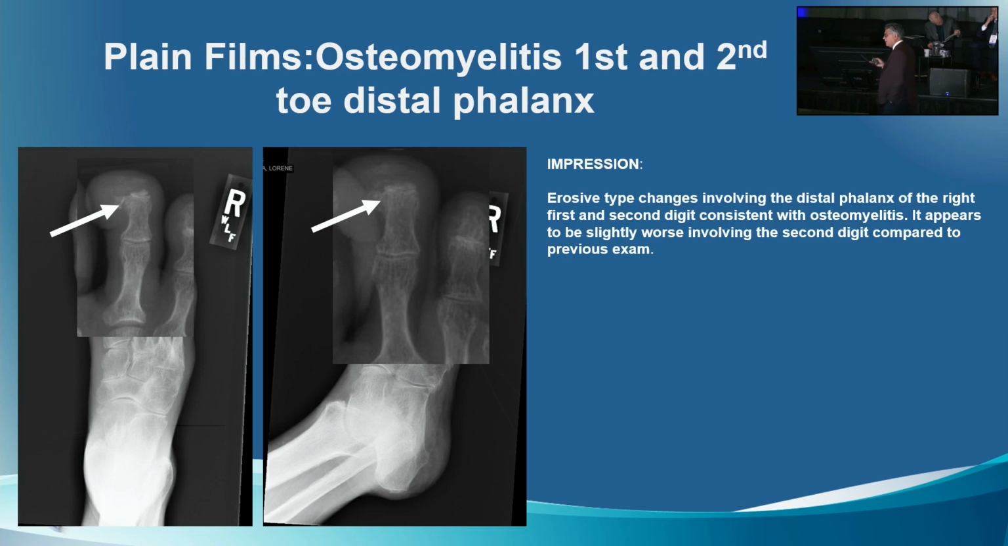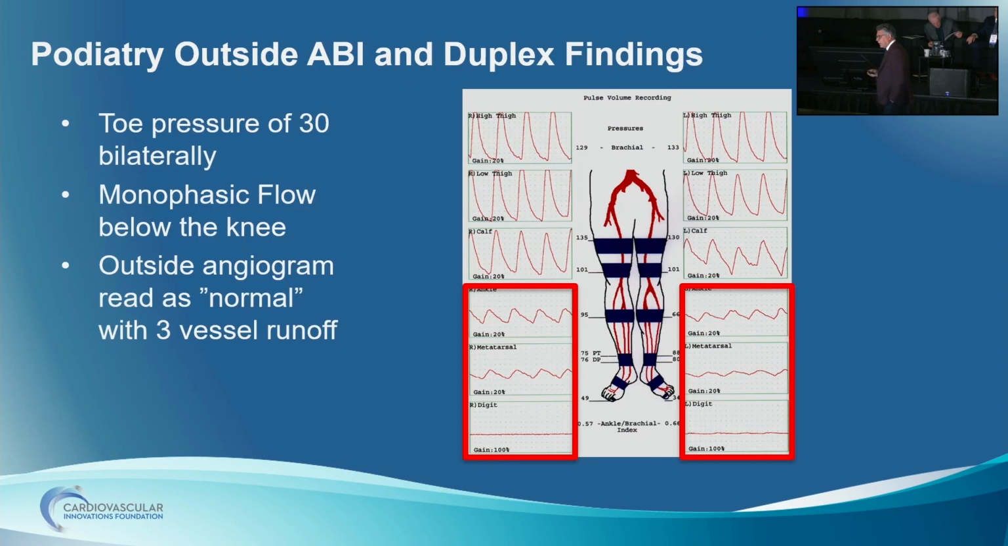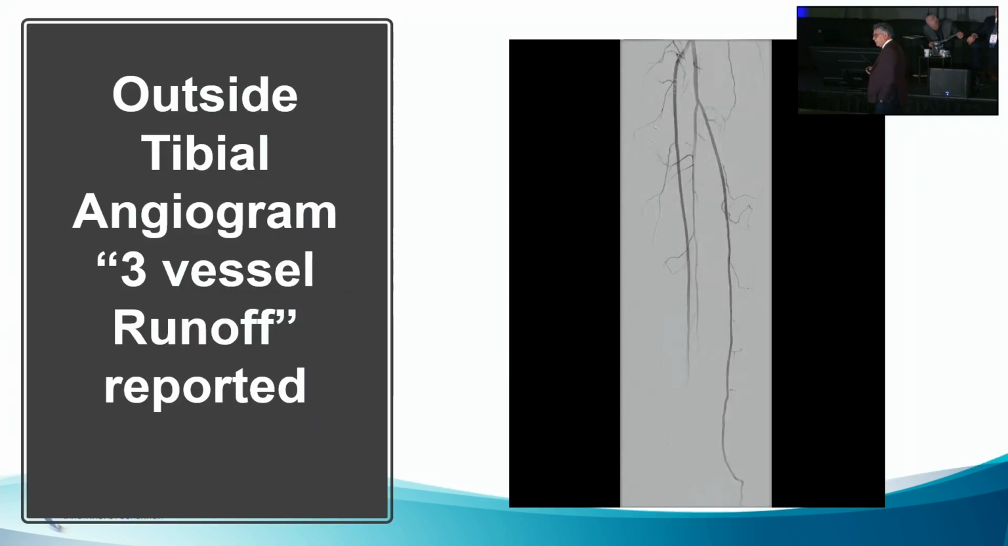So we know that even though superficially it doesn't look like a severe wound, there is already damage to the bone at this point. And you can see completely flat toe pressures bilaterally as you get further into the foot, and it was monophasic flow below the knee. An outside angiogram was performed and sent to us as, quote, "normal 3-vessel runoff." And this was a single image from that angiogram, which at first look kind of looks like 3-vessel runoff, right?